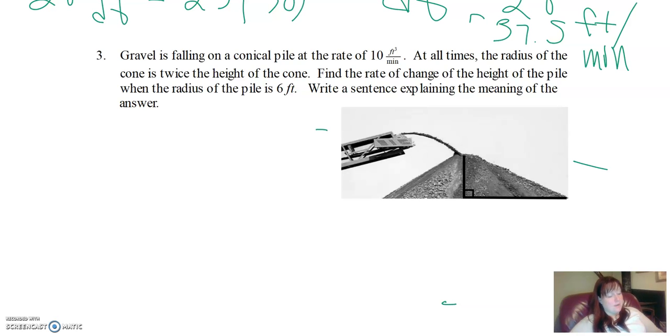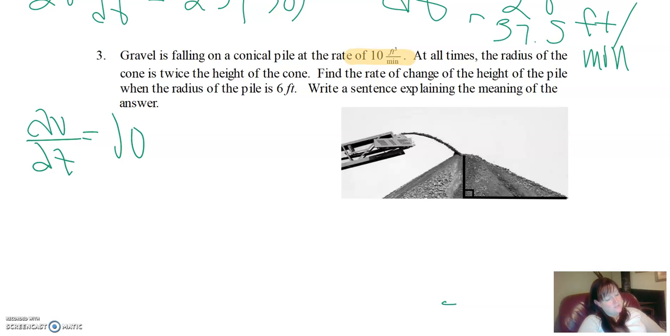So let's start by writing out what we know. Let's just start going through the problem and underlining or highlighting. I'm going to highlight, but I don't believe you can highlight on the AP test, so you would underline or circle. So gravel's falling on the conical pile at a rate of 10 feet cubed per minute. That feet cubed per minute tells us that this is a volume, right? Because that would be cubes per minute. So the rate of change of the volume with respect to time is 10. So dV/dt is 10.